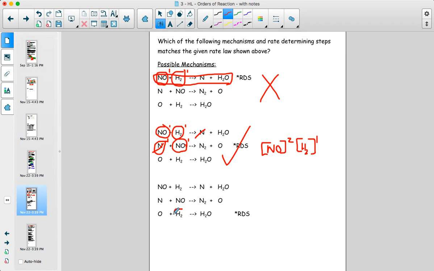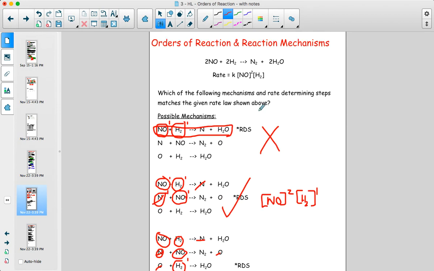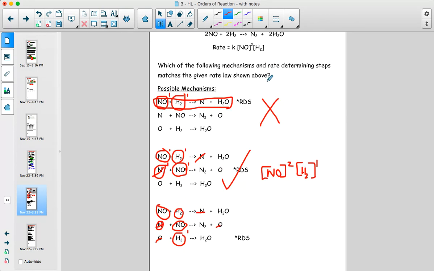And then this last one, just to double check, rate determining step was third. That would mean that this reaction mattered. The O is an intermediate. What forms O are these two things, but N is an intermediate. So what forms N is H2 and NO. And so in this case, the rate expression would have both NO and H2 being second order. So I'd have squared and squared, and that does not match the rate equation either.